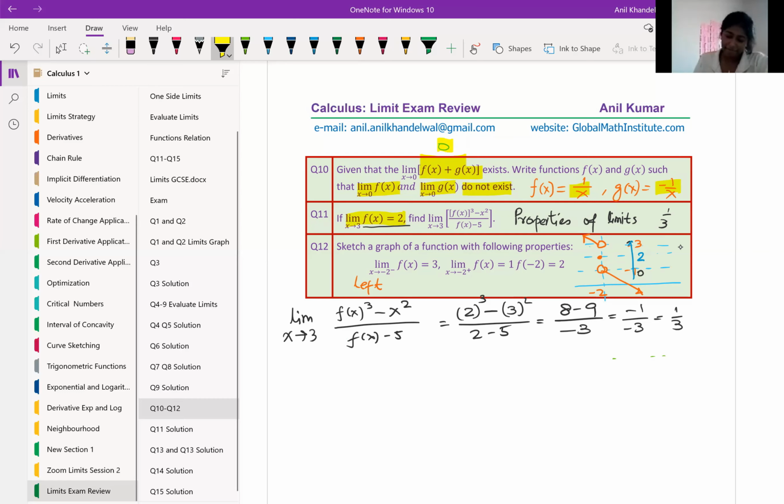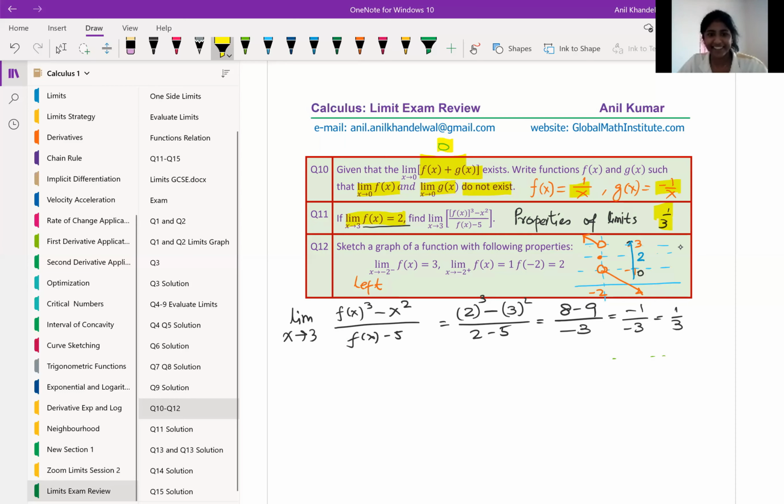So then I sub in 2: 2 cubed minus 3 squared over 2 minus 5. 5 is a constant, so it stays the same. Then that's 8 minus 9, which is minus 1. 2 minus 5 is minus 3. Minus 1 divided by minus 3 is a third. You are right. Question number 12.